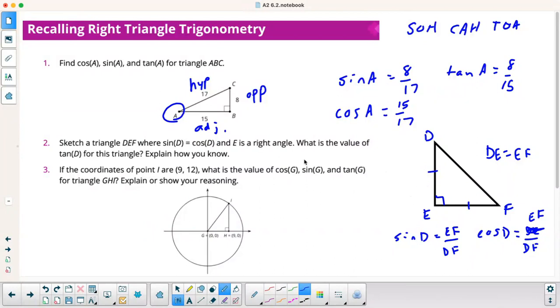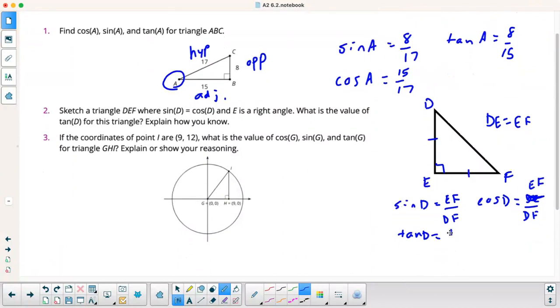Tangent of D is going to be equal to 1. How do I know it's equal to 1? Because think of it like this. Tangent opposite of D would be EF over adjacent would be DE. But we just said DE is equal to EF. So what I'm going to do is replace the EF with the DE. And then anything divided by itself is equal to 1. Okay. So tangent of D equals 1. So there you go. There's your explanation.